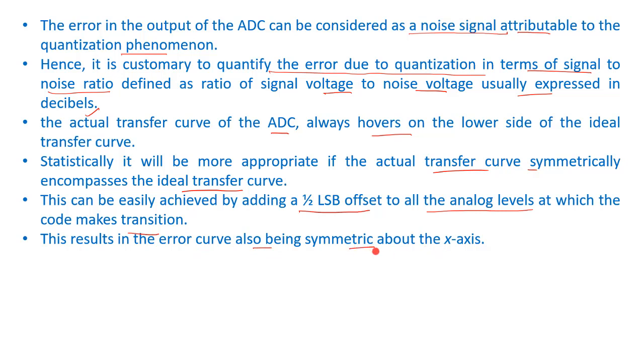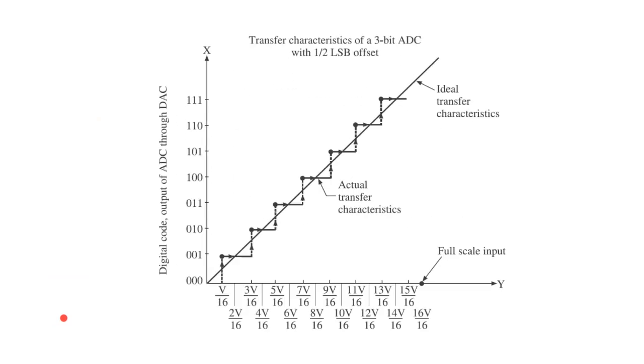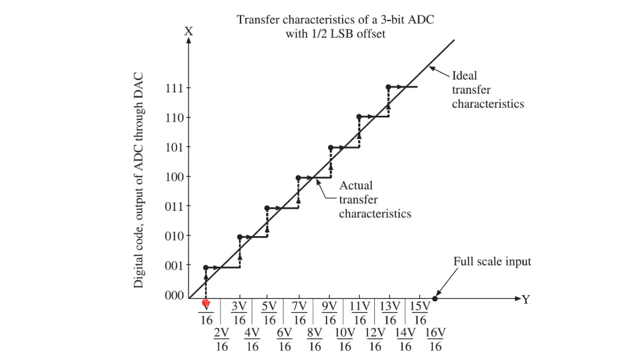So as I explained, the error curve also becomes symmetric about the x-axis. How it will happen, let us see. You can see here, just by introducing half-LSB, V by 16, that means when the transition is occurring from 000 to 001, that should happen at V by 16, that is half-LSB. Then similarly it will happen again at 3V by 16, again at 5V by 16, it will again happen at 7V by 16, like this.